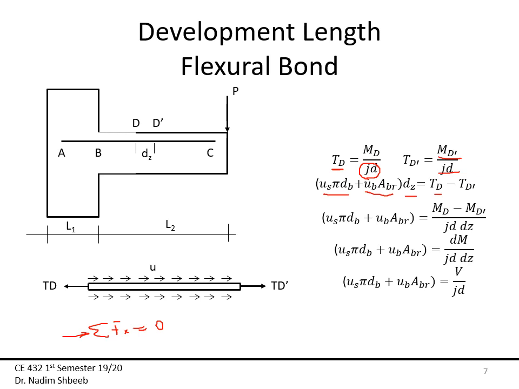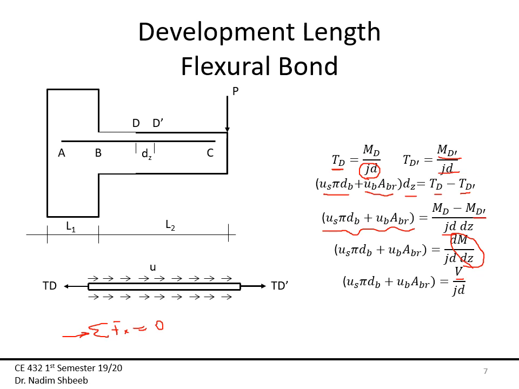If I replace Td with Md over Jd and Td prime with Md prime over Jd and divide by dz, then you will see that that bond strength, which I'm going to call my full bond strength, coming again from both splitting and pull-out, is going to be equal to the change in moment, dM by dz at that section, which is simply the shear. So from that we notice that my flexural bond force is proportional to the shear, or to the rate of moment change at that section.